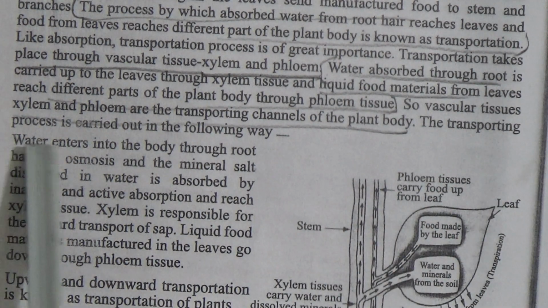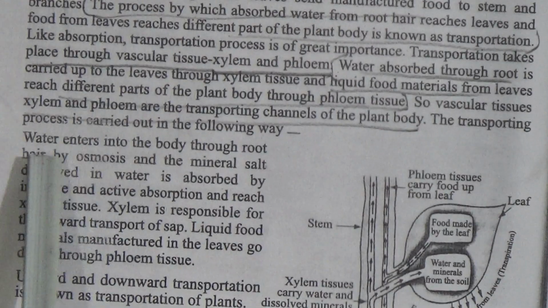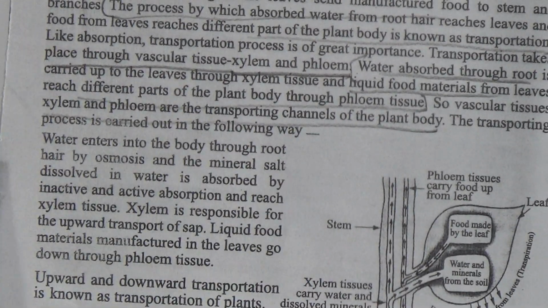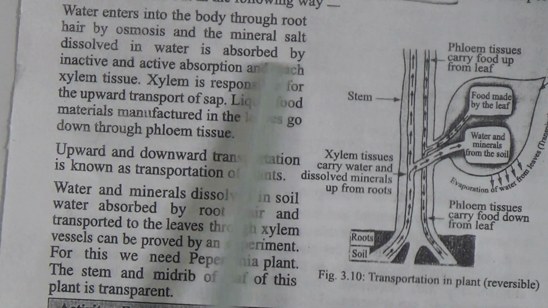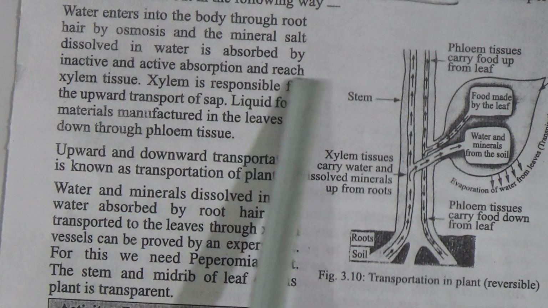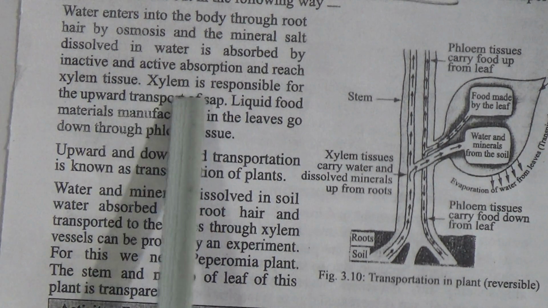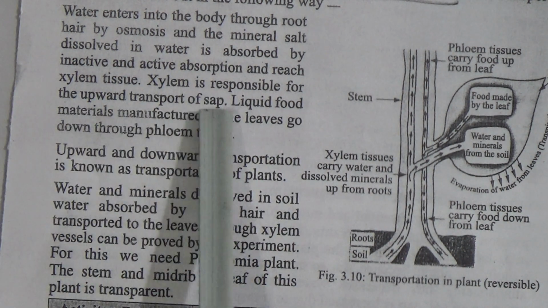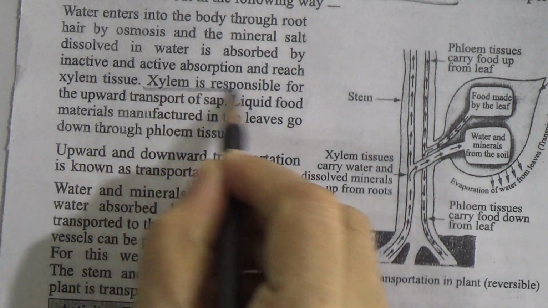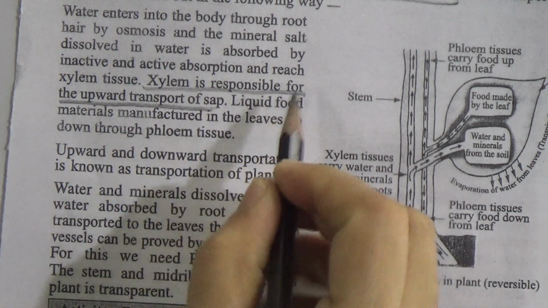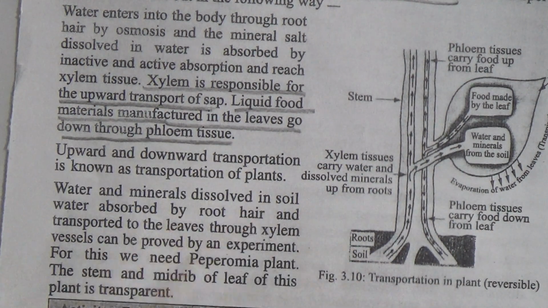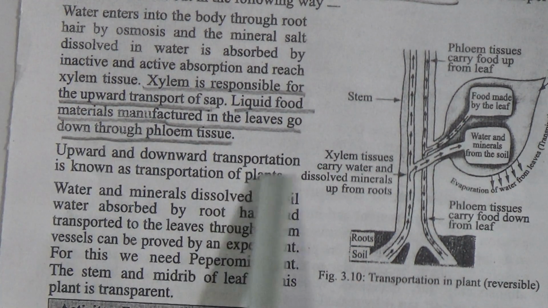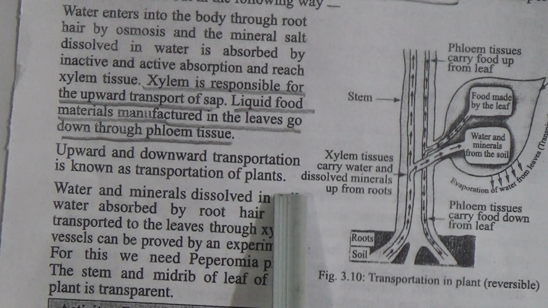So, the transporting process is carried out in the following way. Water enters into the body through root hair by osmosis, and the mineral salt dissolved in water is absorbed by passive and active absorption and reaches xylem tissue. Xylem is responsible for the upward transport of sap, and liquid food material manufactured in the leaf goes down through phloem tissue. Upward and downward transportation is known as transportation of plants.